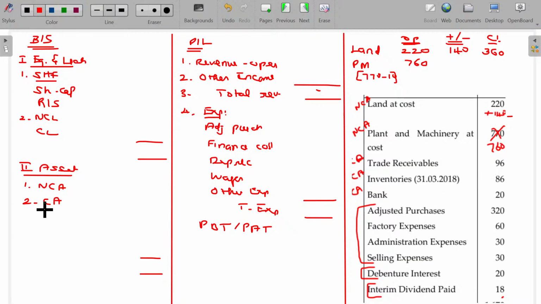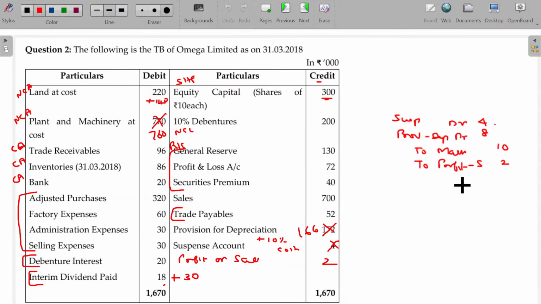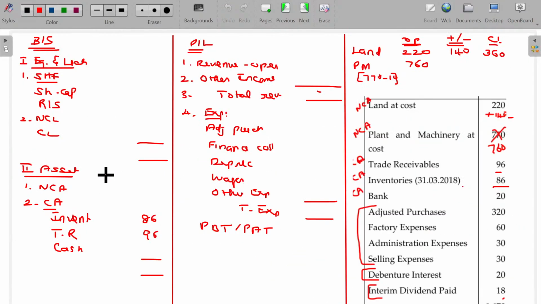Then trade receivables will come here. Inventory, trade receivables, cash. We have been given the inventory being 96 and inventory being 86. This is closing inventory, right? Closing only, yeah. Closing inventory appearing in the trial balance will go to the balance sheet only. If it is the opening inventory, you have to do adjustments.